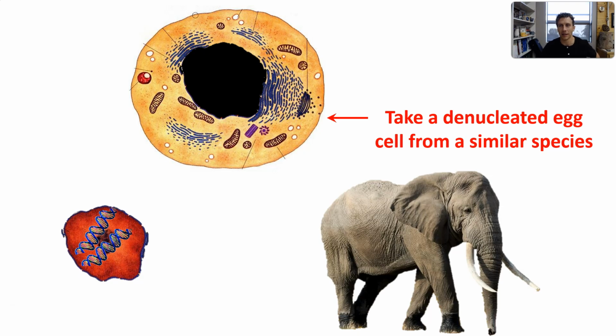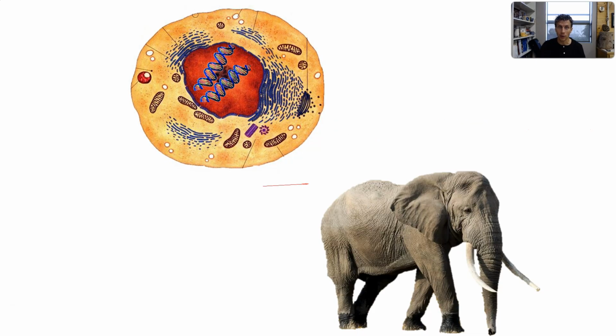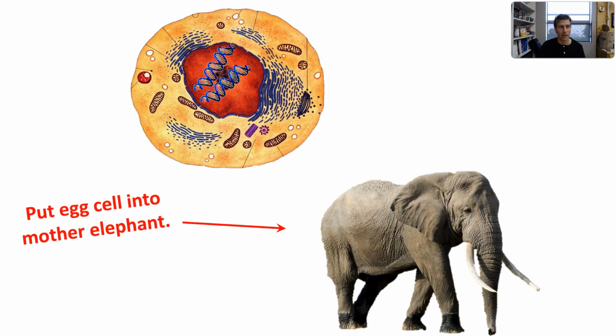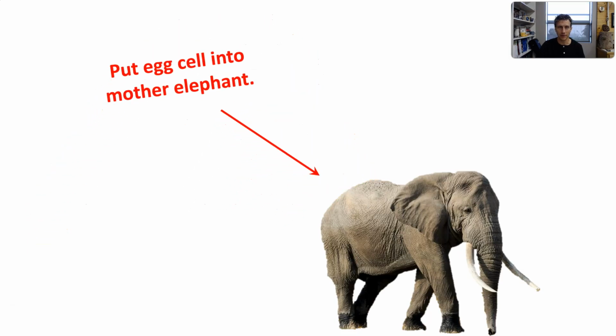Take a denucleated egg cell from a similar species. There are elephants that are similar species. Take an egg cell from a female elephant, remove the nucleus. What's next? Boom. Put the mammoth nucleus into the elephant egg cell. What do we do next? We take the egg cell and allow it to divide, forming an embryo, and put it into the mother elephant. Boom.